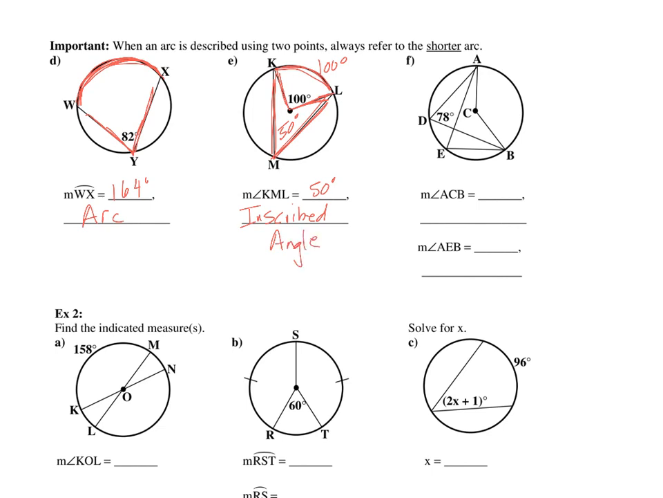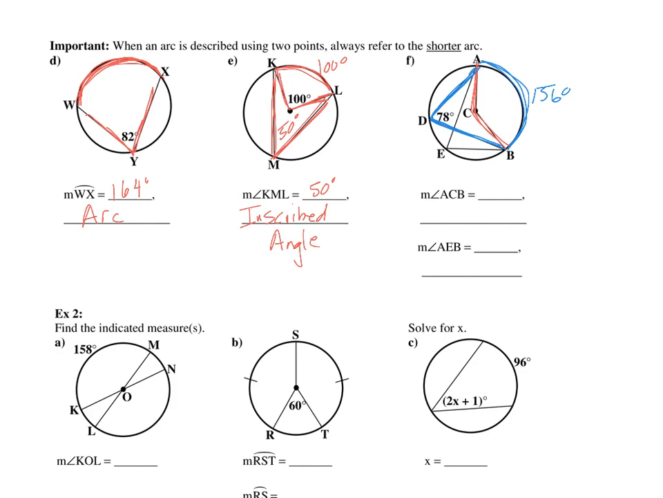For part F, I have angle ACB. They want me to find that. You're going to have to analyze this diagram a bit more than the previous ones because we have some lines that are intersecting here. Here I have this angle, which is 78 degrees. So what's the intercepted arc then? I take the arc, I cut it in half to get the inscribed angle. So if I want to go backwards, I have to double it. So I get 156 degrees.